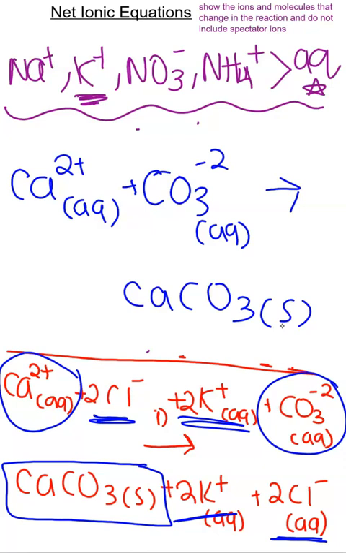Now, it's important when you write a net ionic equation that you do not forget to write your states of matter. The ions must be aqueous, your precipitate must be solid, and you have to write the charge of the ion. If you do not include the ion's charge, it would be wrong.